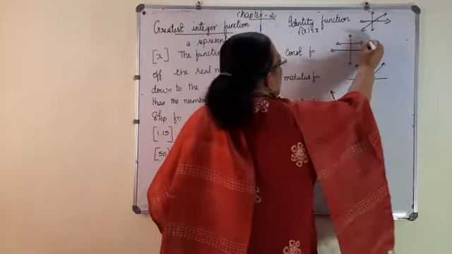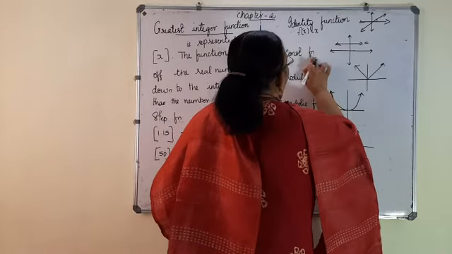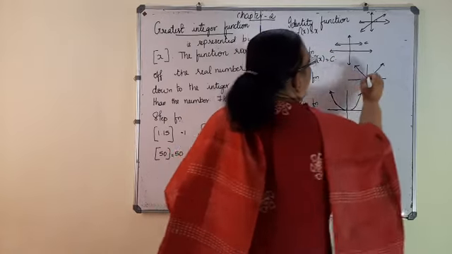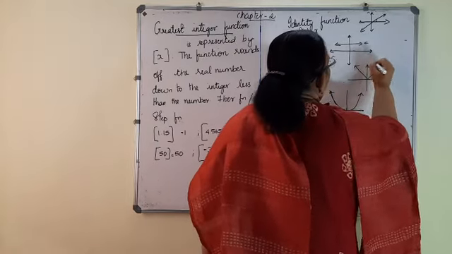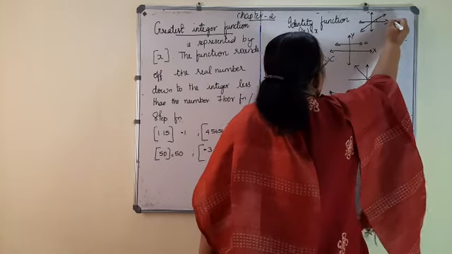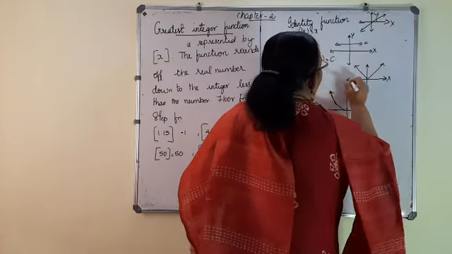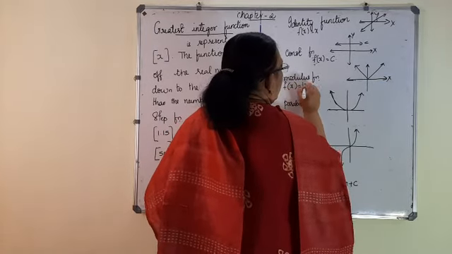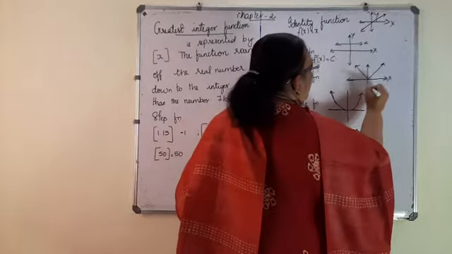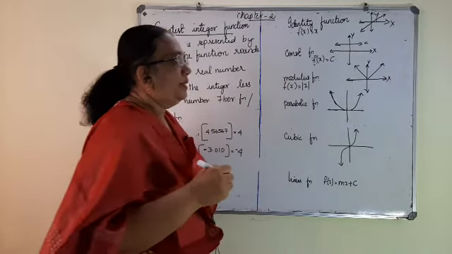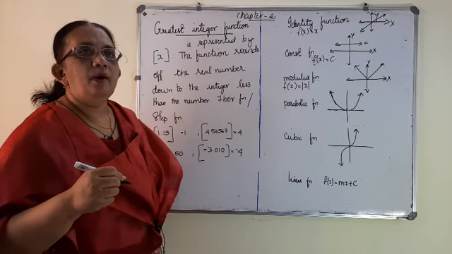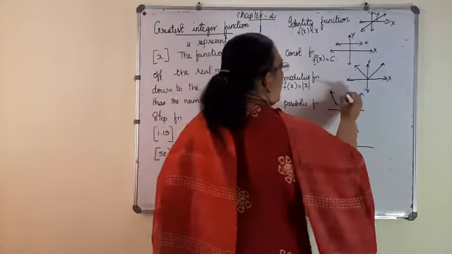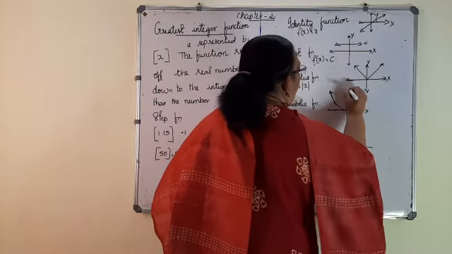Constant function: f of x is equal to c, where c is a constant. Modulus function: f of x is equal to modulus of x, and we have seen that from the modulus function graph there can be vertical shifting or horizontal shifting. Parabolic function graph, on the x-axis and y-axis.